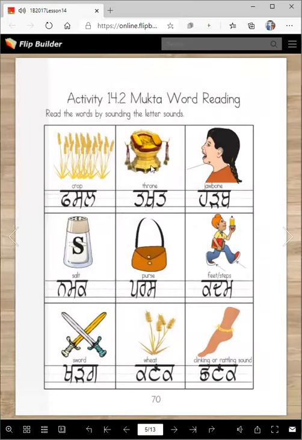Okay, so these are the pictures for each one of these words. You will read these words and then you are going to, on next pages, write these words. Okay, so this is fasal, takhat, harab, namak, purse, kadam, kadag. Kadag is swords, different kind of swords. Usually the sword is curved sword. This one is straight sword. It's like khanda, but longer.